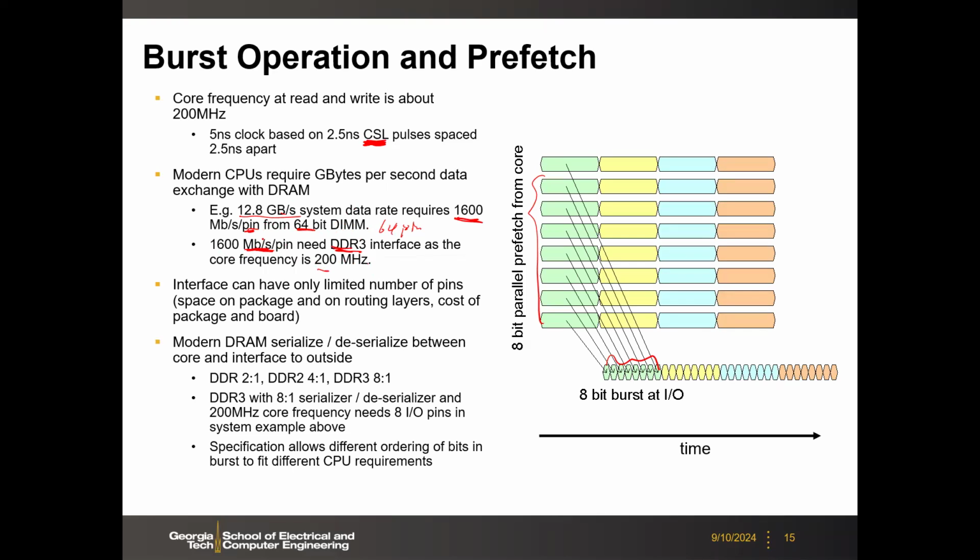Any questions here? Essentially, this DDR is doing serialization of the parallel prefetched data at the I/O and then bursting it out.